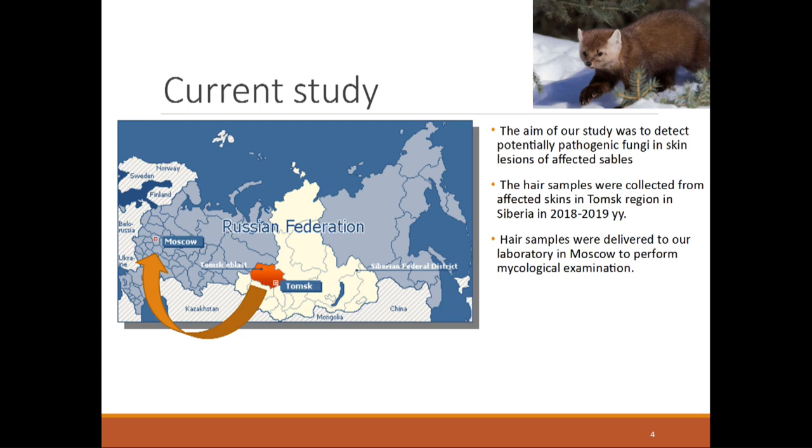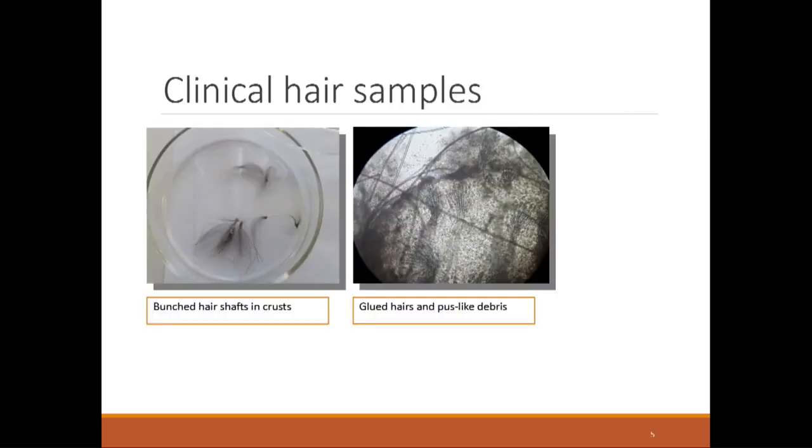So based on this, the aim of our study was to detect potentially pathogenic fungi in skin lesions of affected sables and to confirm the fungal etiology of the disease. To conduct the study, 15 hair samples were collected from affected skins in Tomsk region in Siberia and delivered to our laboratory in Moscow to perform the mycological examination.